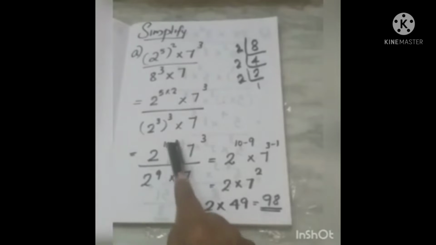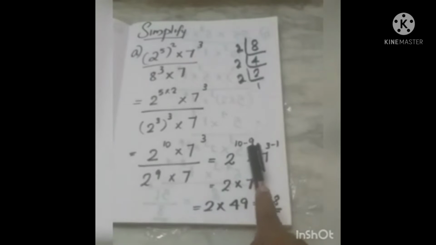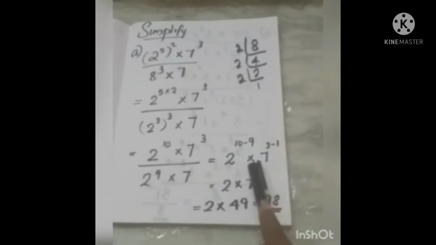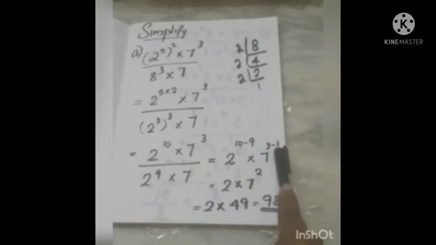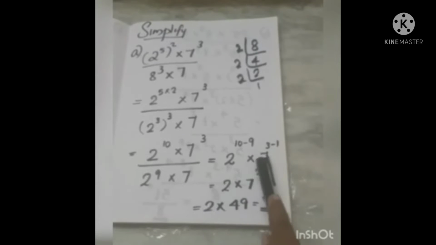So that is 2 raised to 10 divided by 2 raised to 9. We'll have 2 raised to 10 minus 9. Again 7 cube divided by 7, that is 7 raised to 3 minus 1. So we applied the rule of dividing exponents with the same base. Now 2 raised to 10 minus 9 is 1 itself, so 2 raised to 1. Then 7 raised to 3 minus 1 is 7 square.